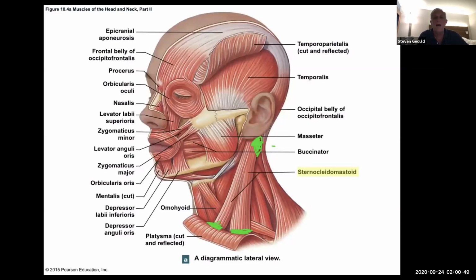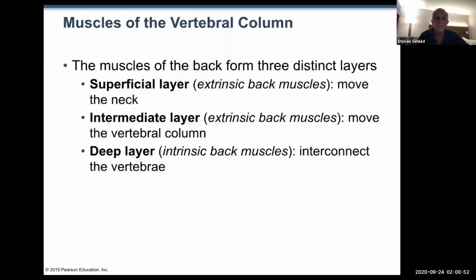Okay, muscles of the back. Muscles of the back form 3 distinct layers. There's a superficial layer, there is an intermediate layer, and there is a deep layer. Okay? The superficial layer is the extrinsic back muscles that move the neck. The intermediate layer is your extrinsic back muscles that move the vertebral column. Your deep layer are the intrinsic back muscles that interconnect the vertebrae.